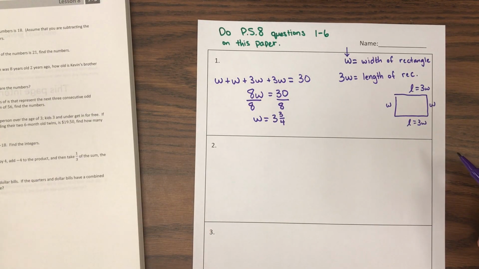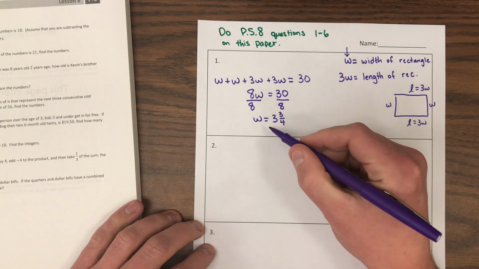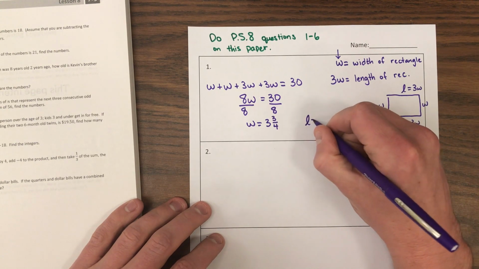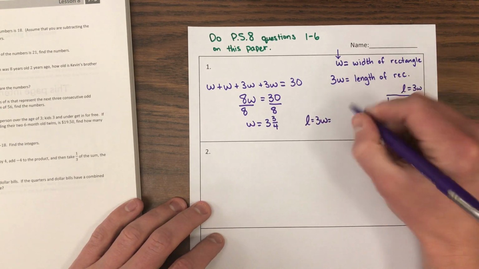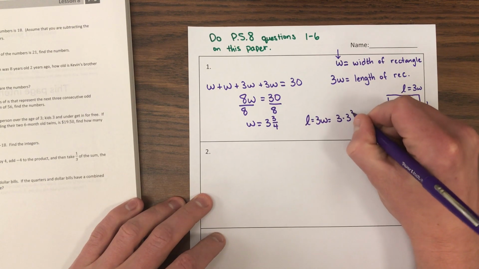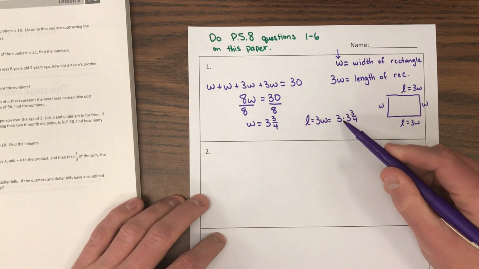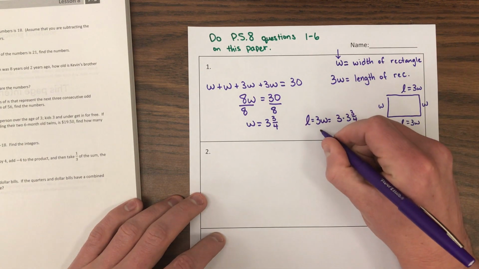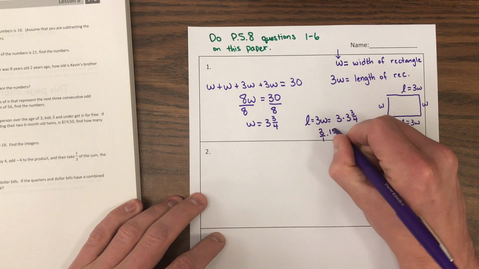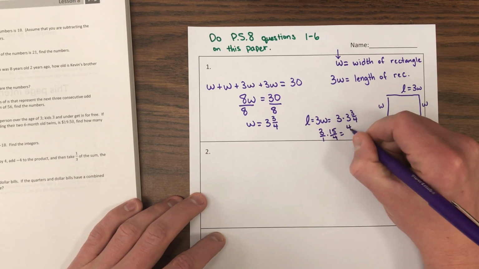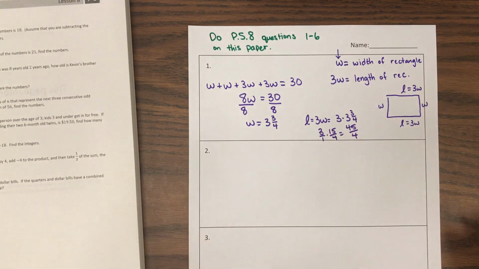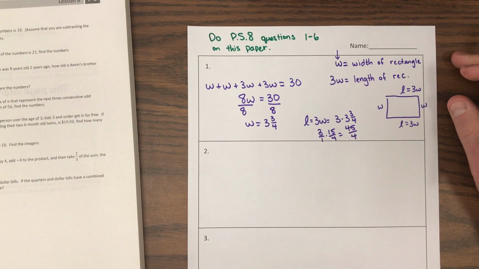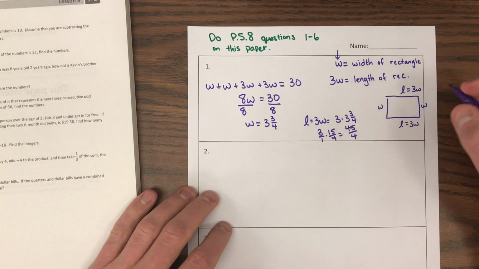The question says we have to find the dimensions. That means the width and the length. We only have the width right now, so I need to find the length. So the length equals 3w, which equals 3 times 3 3/4. To make this multiplication easier for myself, I am going to change this 3 3/4 to 15/4. So 3 over 1 times 15/4 equals 45/4. And if you wanted to, you could simplify this back down to 11 1/4, but I'm okay with just leaving it as 45/4.